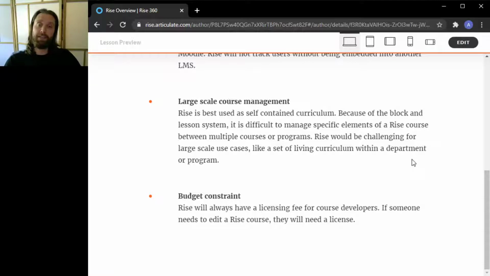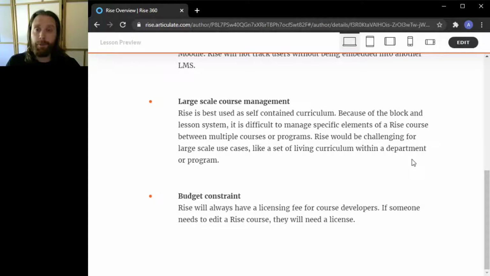And the next, of course, is budget constraints. Rise is always going to cost money. You're always going to have to pay for a license. And with that license, you're getting support externally. You can contact Articulate to give you a hand, but the internal support at NorQuest will not exist.